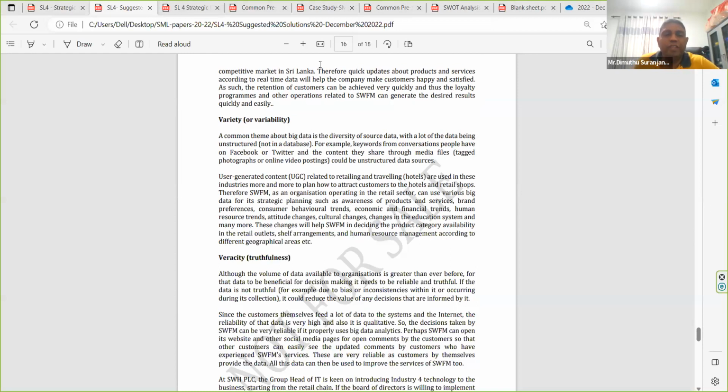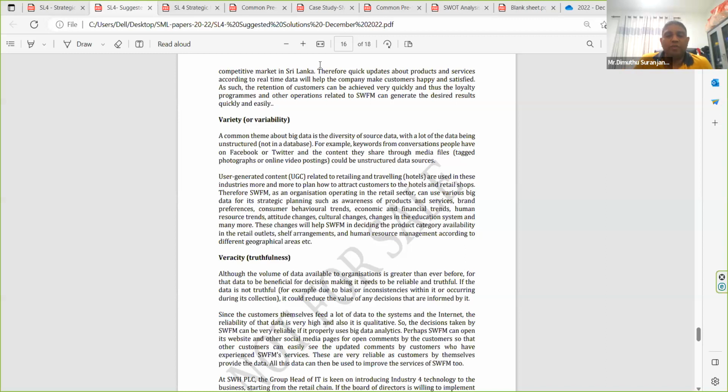Variety or variability. A common theme about big data is the diversity of source data, with a lot of data being unstructured, not in a database. For example, keywords from conversations people have on Facebook or Twitter, and the content they share through media files, could be unstructured data sources. User-generated content related to retailing and traveling is used in these industries more and more to plan how to attract customers to the hotel and retail.